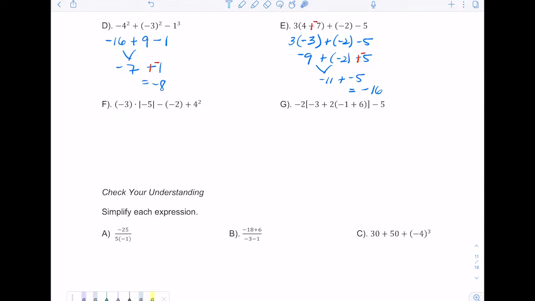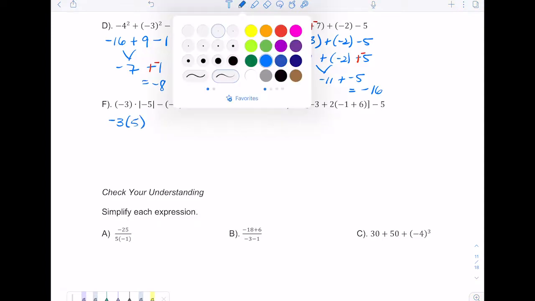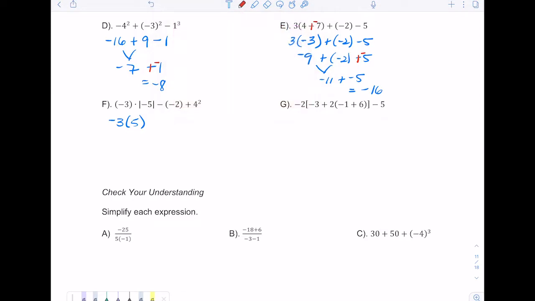In letter F, I've got a power I need to take care of, and I have an absolute value, which is considered a grouping symbol. So I have -3 times the absolute value of a number. Remember, absolute value is a number's distance from 0. It's always positive. So the absolute value of -5 is really just +5. And then I have two negatives next to each other. They become positive, right? Because I'm going to change the minus to a plus, change the sign of the second number, and just carry this down.